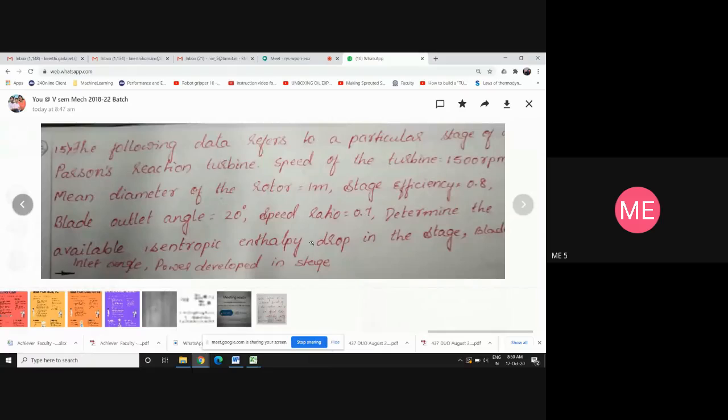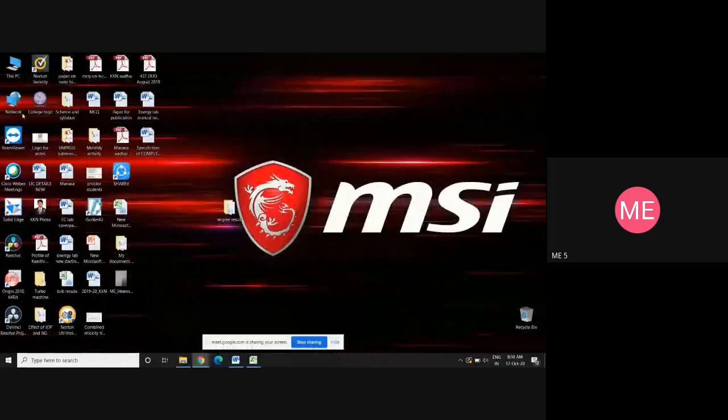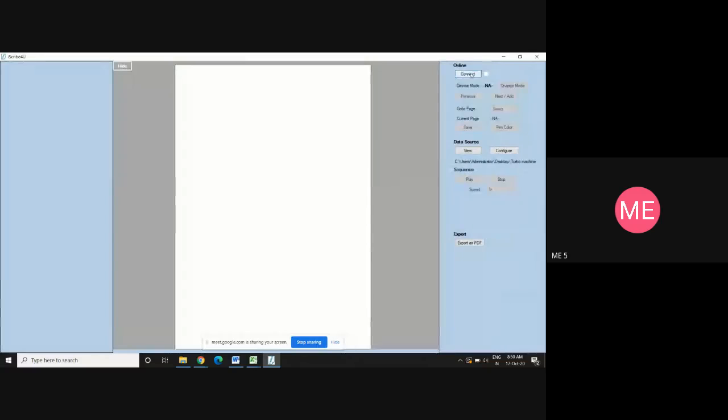Okay, I hope you have copied this. Determine the available isentropic enthalpy drop in the stage, blade inlet angle, and power developed in the stage. These three are asked. Let's see how to solve the problem.